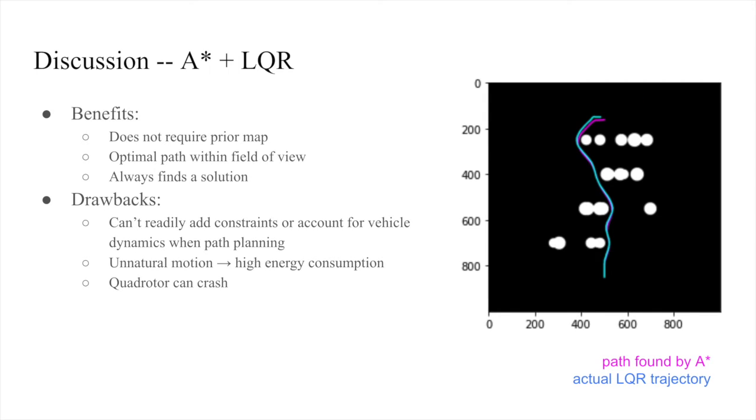A-star search and LQR control does not require a prior map and is guaranteed to find an optimal solution based on distance within the camera's field of view, but it's more difficult to not only add energy constraints, but also consider vehicle dynamics, which results in trajectories with sharp corners that require unnatural motion to track and will require high energy consumption. Though this approach will never have direct collocation's issue where potentially no solution is found, LQR can't perfectly track the trajectory as shown in the image to the right, which could cause the quadrotor to crash into a cylinder.